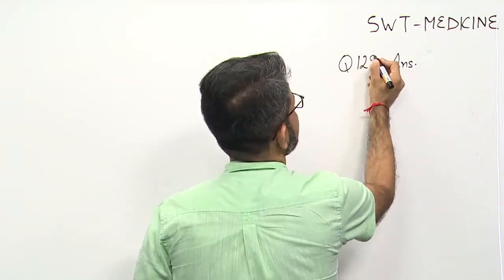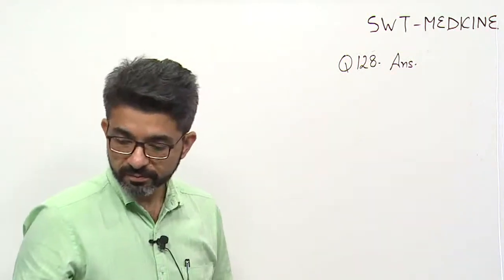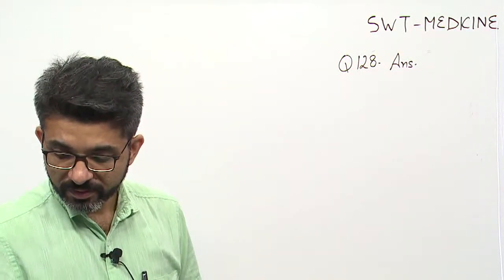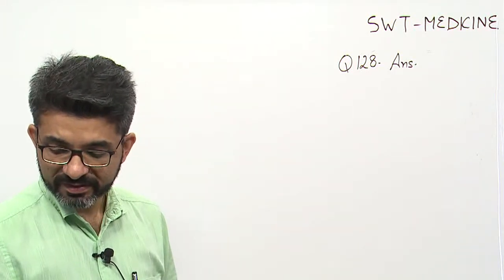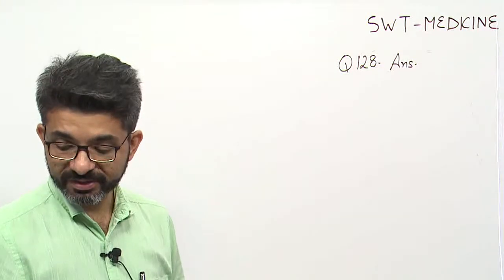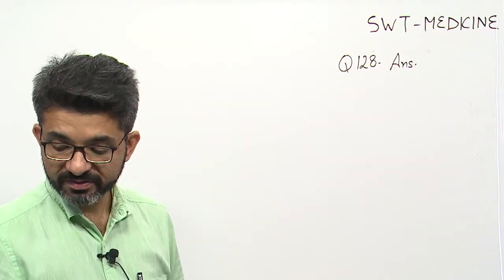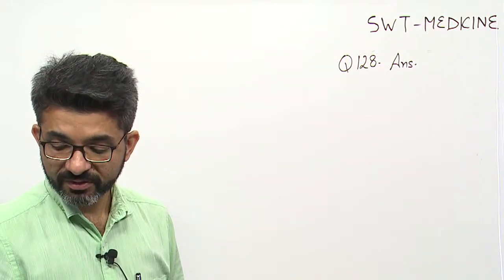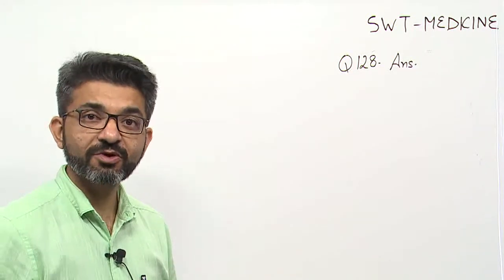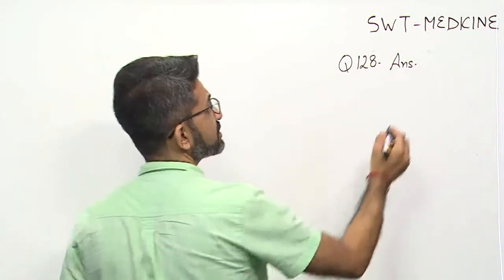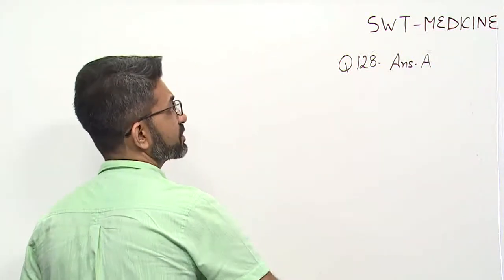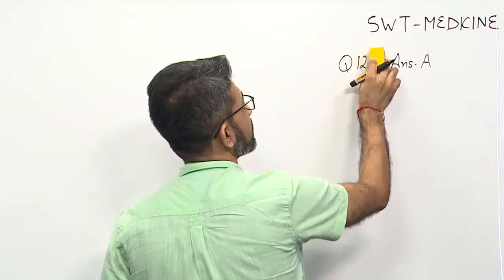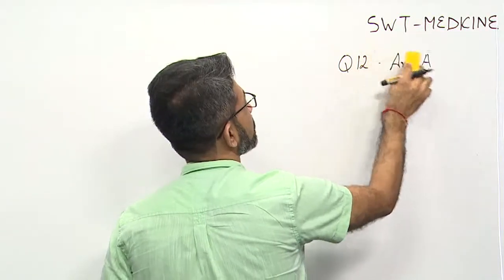Question number 128. Again, similar to question number 127, the patient has bilateral basal crepitations, respiratory distress, but the alveolar wedge pressure is normal. So it is a non-cardiogenic pulmonary edema. So answer is A, that is narcotic overdose, because all other choices will be having increased pulmonary capillary wedge pressures.